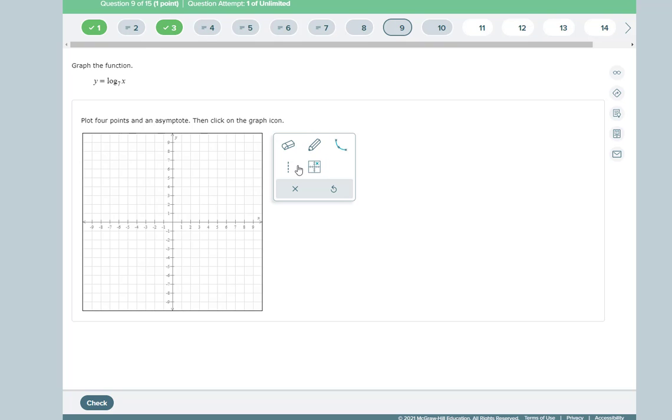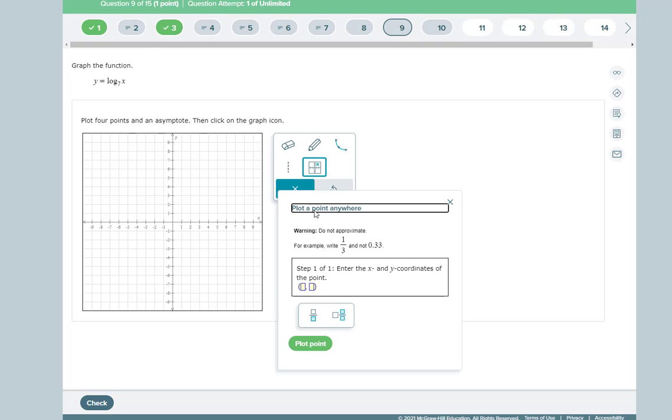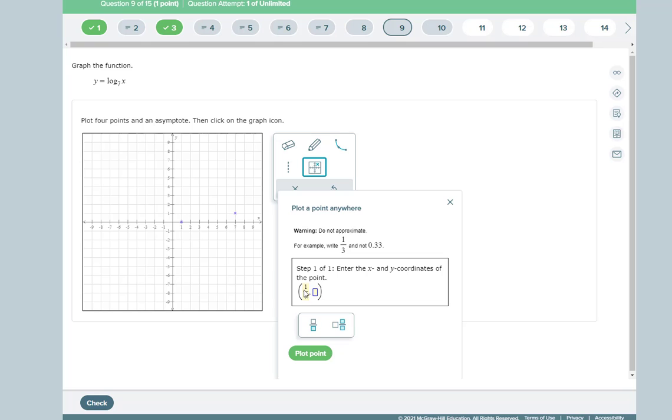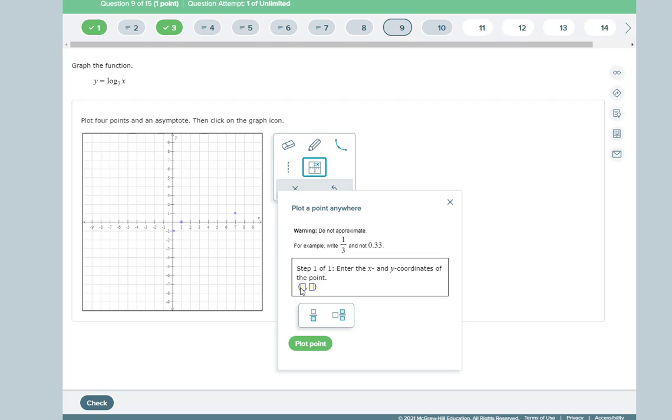So again, to plot the points on here, I would have not 0, 1 anymore, but 1, 0. So I would plot that point. I would have not 1, 7, but 7, 1. And I would have 1/7 with negative 1. And then I would have 49 with 2.